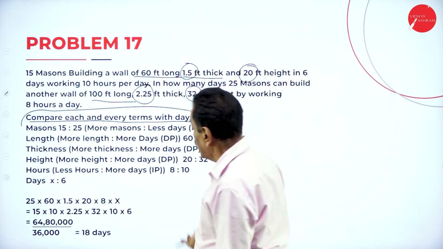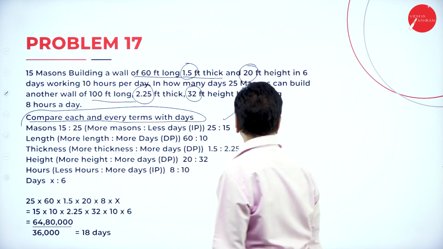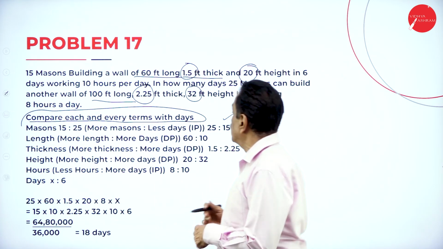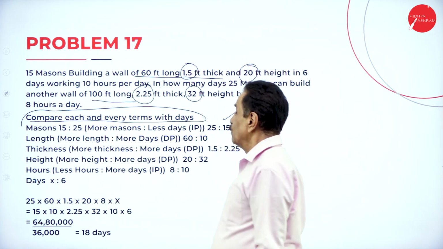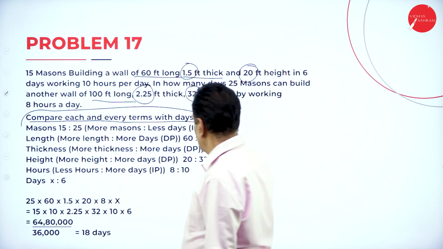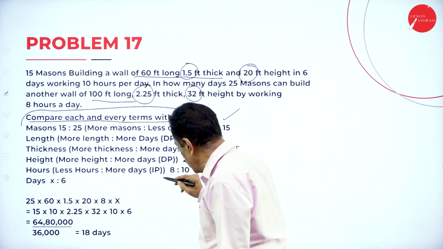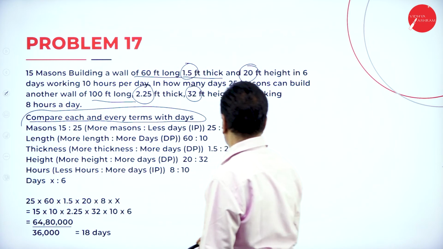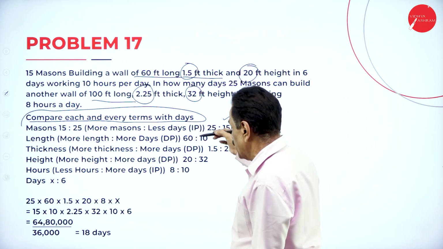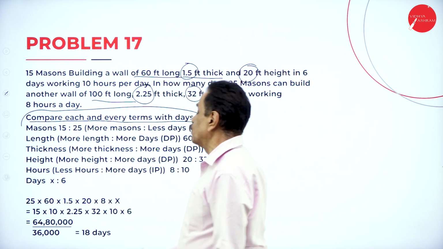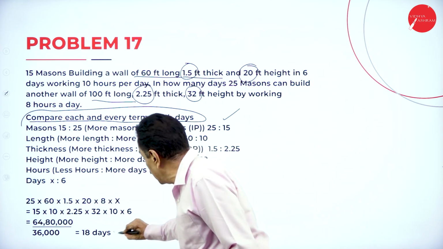Then hours: less hours, more days, so 8 is to 10. Last one, number of days, x is to 6. So it is 25 into 60 into 1.5 into 20 into 8 into x is equal to 15 into 100, 2.25 into 32 into 10 into 6. It works out to 64,86,000 divided by 36,000, 18 days.